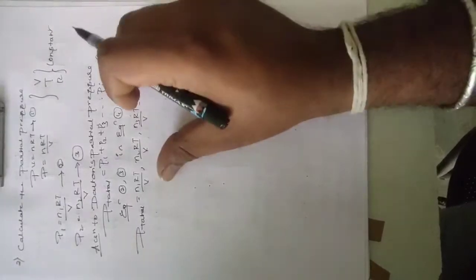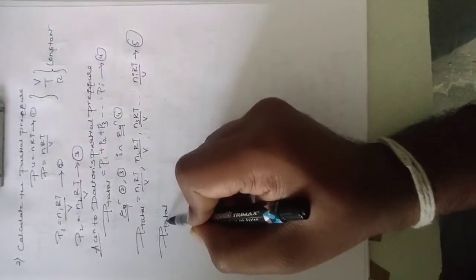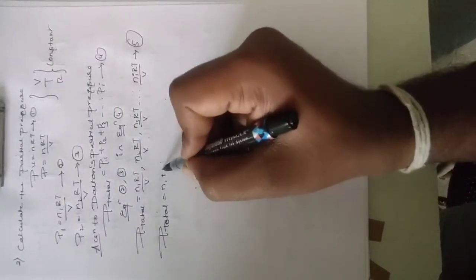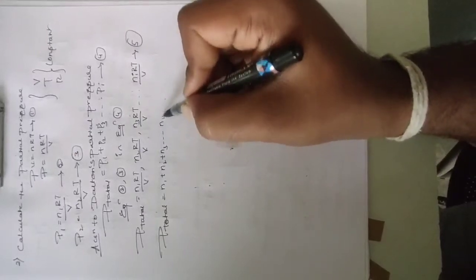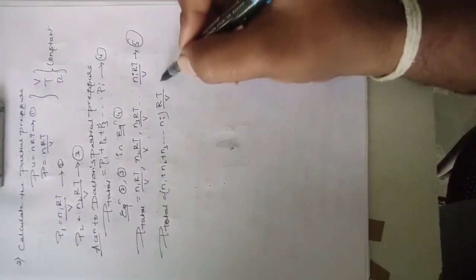Okay, you see, while seeing these equations, we can take a common term. P total pressure equals N1 plus N2 plus N3 and so on up to Ni, times RT by V. Equation number 6.